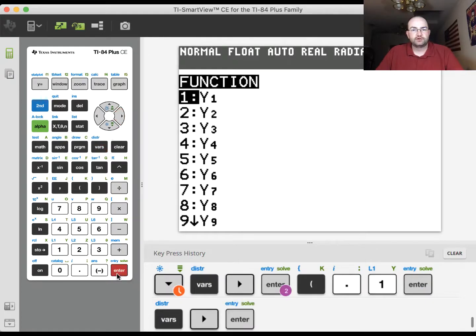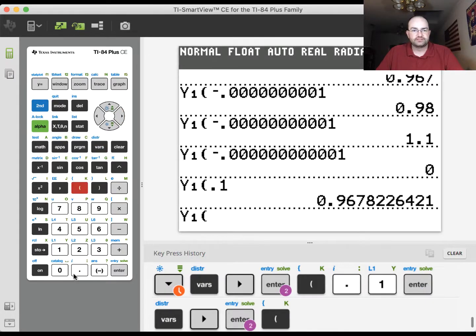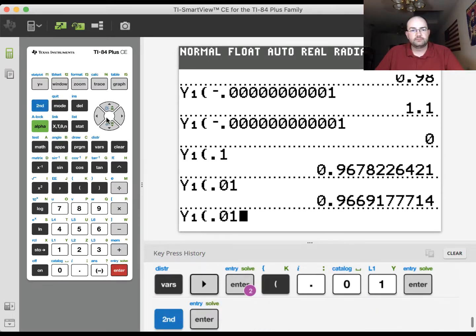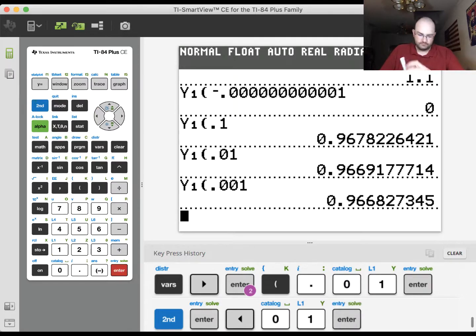Vars, right 1, enter, enter. Make it 0.01. So it gives me 0.96691777714. Okay, good deal. Do this again. Make that 0.001. Make it 0.966827345.